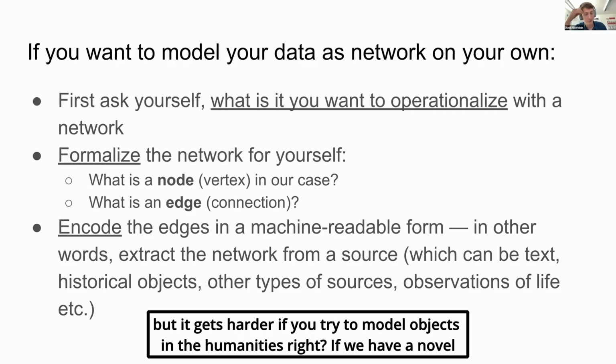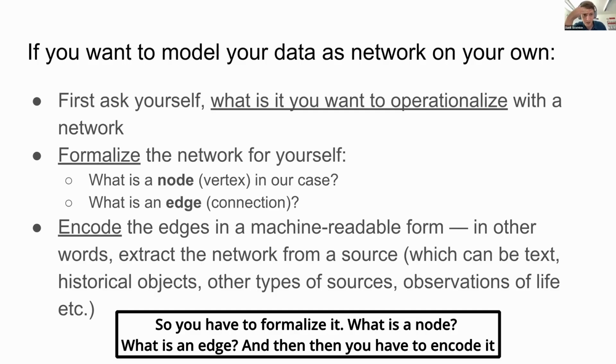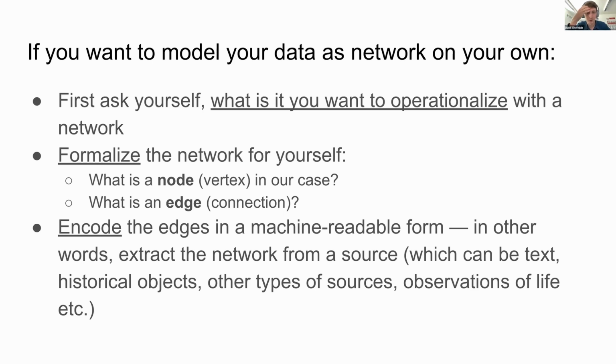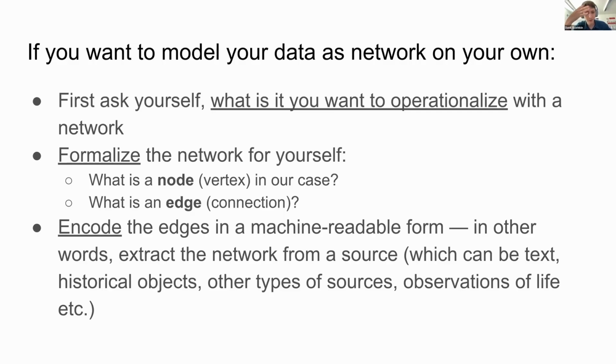But it gets harder if you try to model objects in the humanities, right? If we have a novel and characters somehow interact there, what we count as interaction is already a tricky question. So we have to formalize it. What's a node? What's an edge? And then you have to encode it in machine readable form. So basically produce, in the minimal version, this kind of CSV which I showed you.